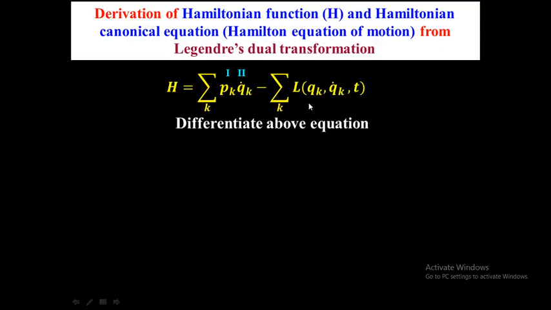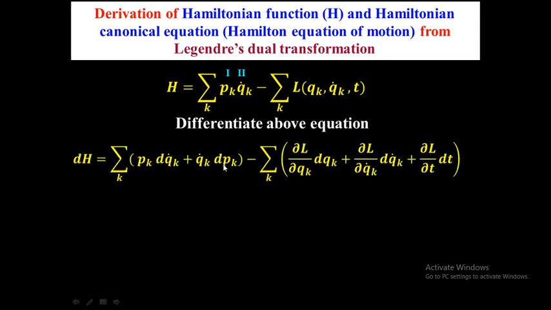Okay, so after applying differentiation here, pk times the derivative of the second function, dqk dot, plus qk dot times the derivative of the first function, dpk. Here also, del L by del qk into dqk plus del L by del qk dot into dqk dot plus del L by del t into dt. So here we differentiate the summation over pk dqk dot plus qk dot into dpk, minus, where we applied the chain rule, del L by del qk into dqk plus del L by del qk dot into dqk dot plus del L by del t into dt.